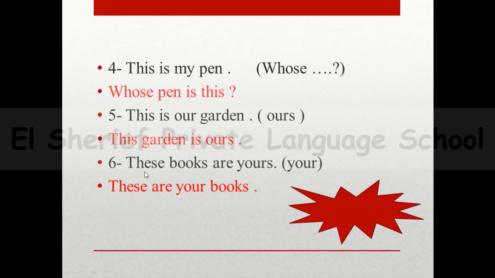Number 6, these books are yours, and here he wants me to use your as a possessive adjective, so you should underline the noun books here, as you will put books after your. So you will say these are your books, and your here is a possessive adjective, so you will use books after your.